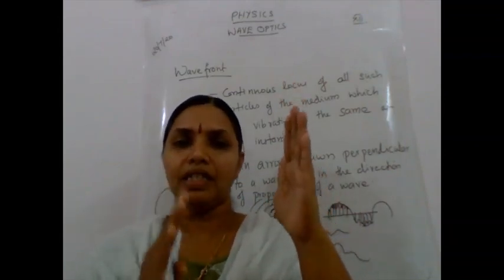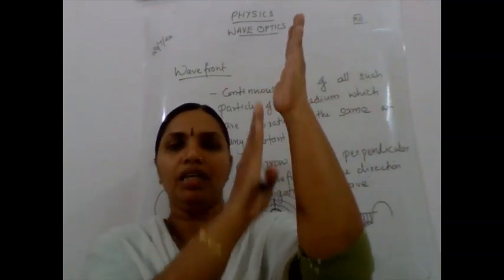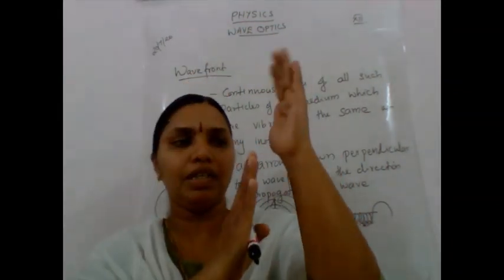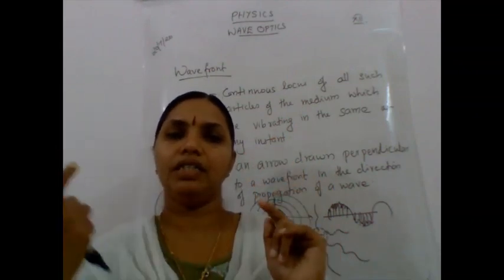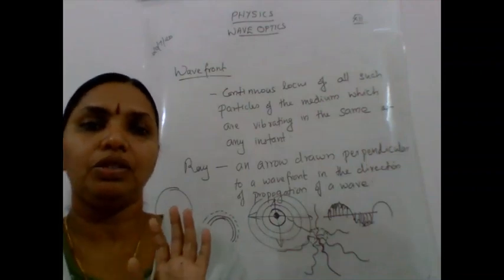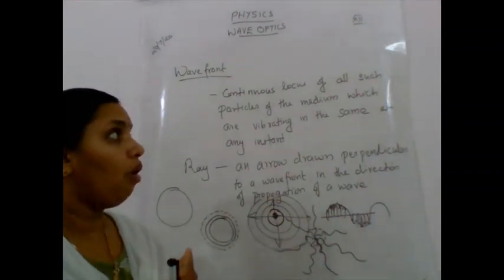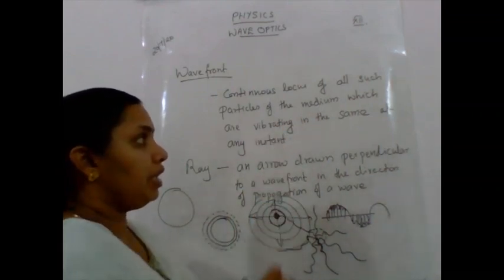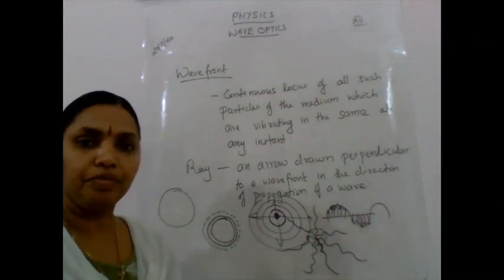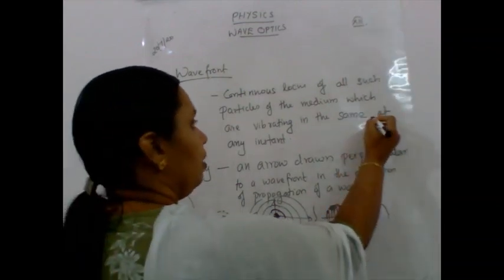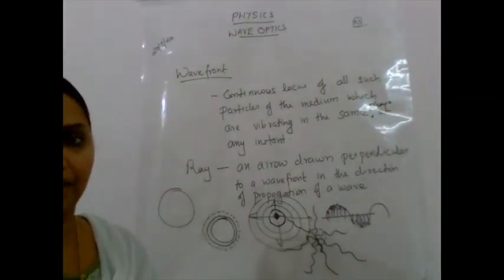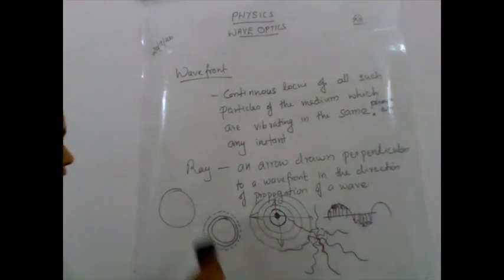So like that, particles are, one will be here, next will be here, next will be here. So which are the particles at this position? I am joining this, I will get a circle or a locus, not only a circle, any other shape maybe. So continuous locus of all such particles of the medium which are vibrating in the same phase at any instant, that is known as a wavefront. Okay, so wavefront we can represent here.